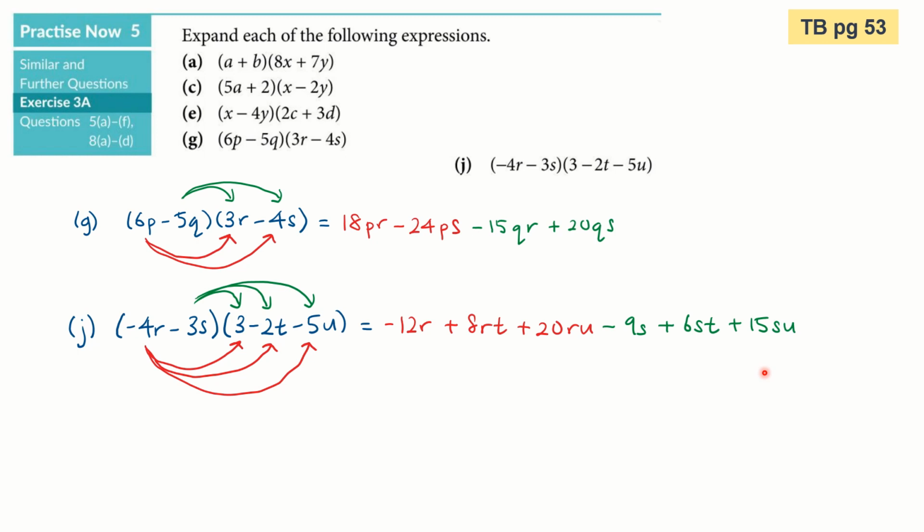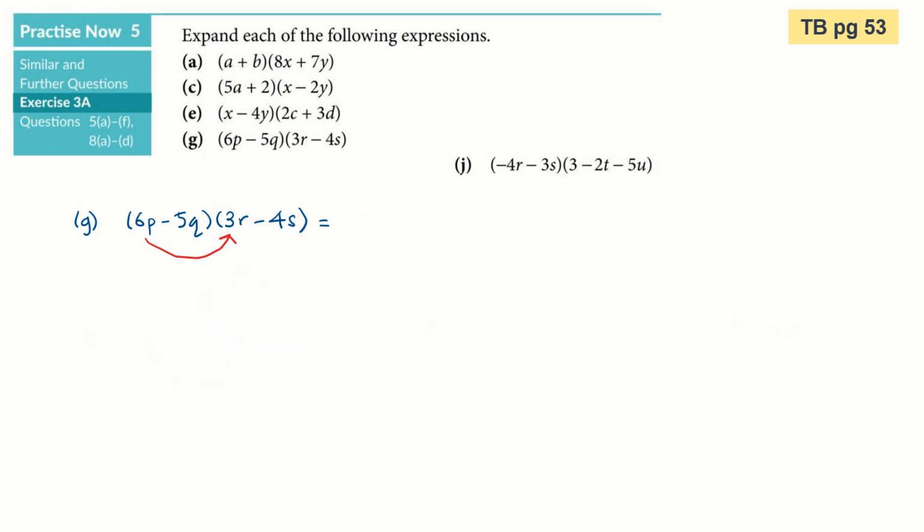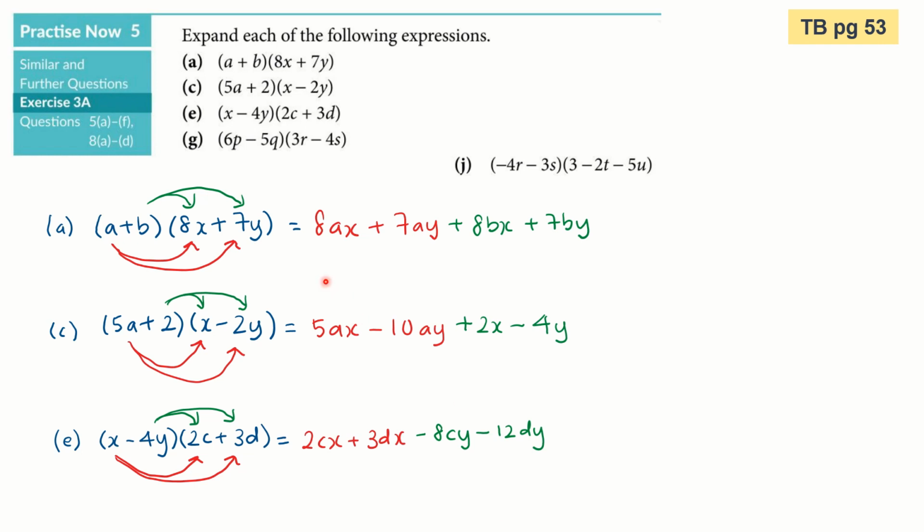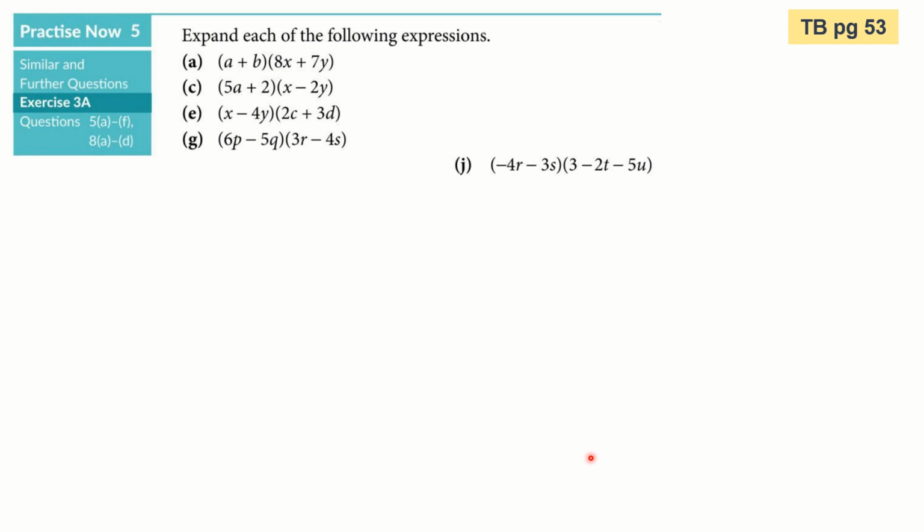So if we were to go back to the earlier examples, A, C, and E, let me just go back and show you. All this over here, there are actually no like terms at all. So there is nothing for us to continue simplifying. Alright? And with that, we are done with practice now 5.